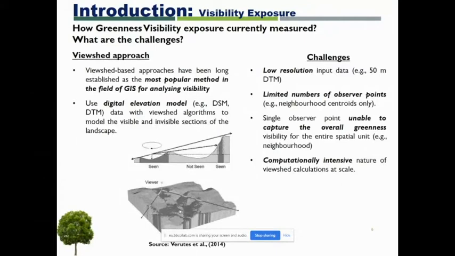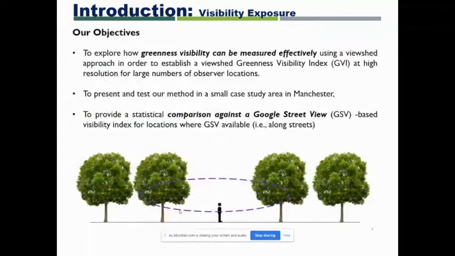The usual challenges these studies have are basically low resolution of the input data and a limited number of observer points. People often take one observer point in the neighborhood centroid and say, okay, how much can you see. Again, this single observer point is unable to capture the overall greenness in the entire spatial unit. So you're underrepresenting with this approach. It's also computational resource intensive if you don't have optimization in your algorithm. So that's another issue.